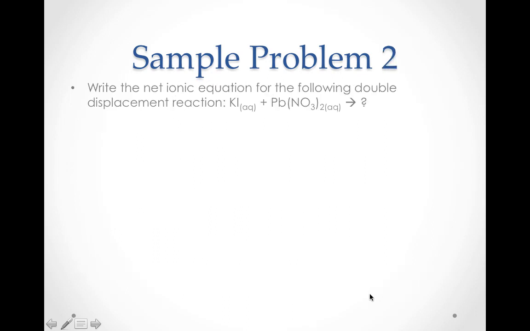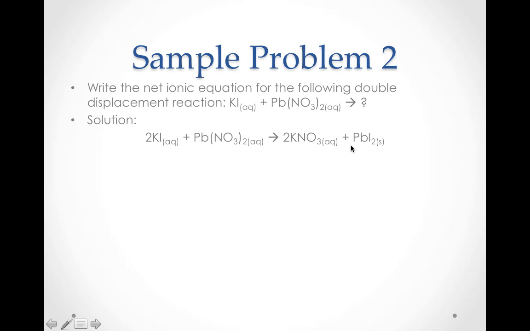If we look at sample problem 2, it says write the net ionic equation for the following double displacement reaction. So we have potassium iodide aq plus Pb(NO3)2. We have our double displacement, so they're going to switch partners. So we're going to generate KNO3 aq and PbI2 solid. We would have to look on the solubility table for these states. If you remember during the chemical reactions unit, this is a reaction that we did in class where we mixed the two clear solutions of potassium iodide and lead(II) nitrate, and that generated that yellow precipitate.